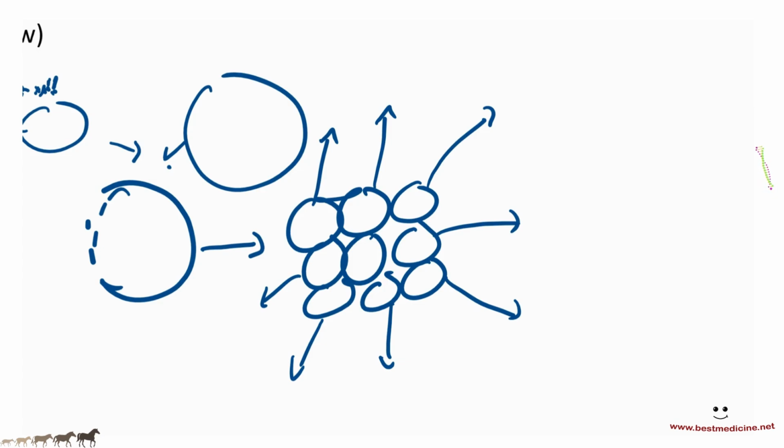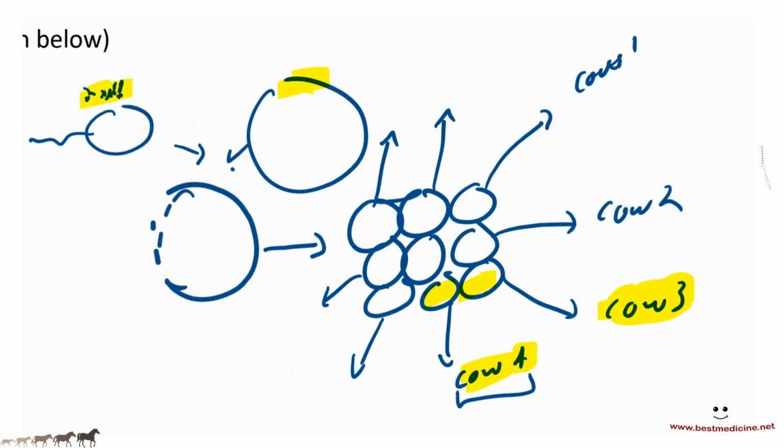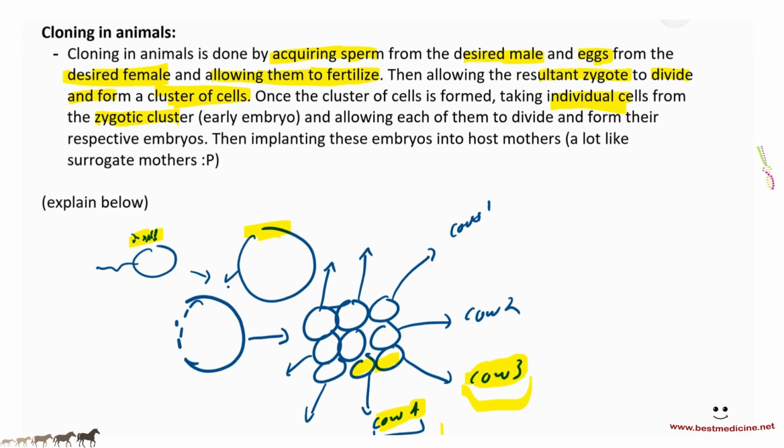So we take this cluster of cells, individual cells, and plant them in cows, right? Cow 1, for example, cow 2, cow 3, cow 4. So these cows are not the original mothers of these cells, but we plant them in these cows so that they serve kind of like surrogate mothers, right? And eventually give rise to the clone of the best bull and the best cow, even though we have different cows that are giving rise to those offspring. Okay, so that's one way of cloning.